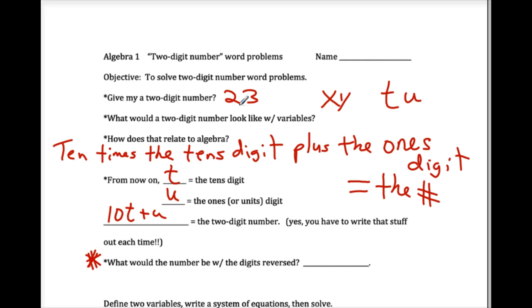sometimes they talk about the digits reversed. What would Sarah's number be with the digits reversed? 32. What would that be in terms of T and U? Alex, think about multiplying and adding. If it ever talks about the number with the digits reversed, you got to go 10U plus T, and you would have to write that equals the number with the digits reversed. And once we do an example, you'll get there.